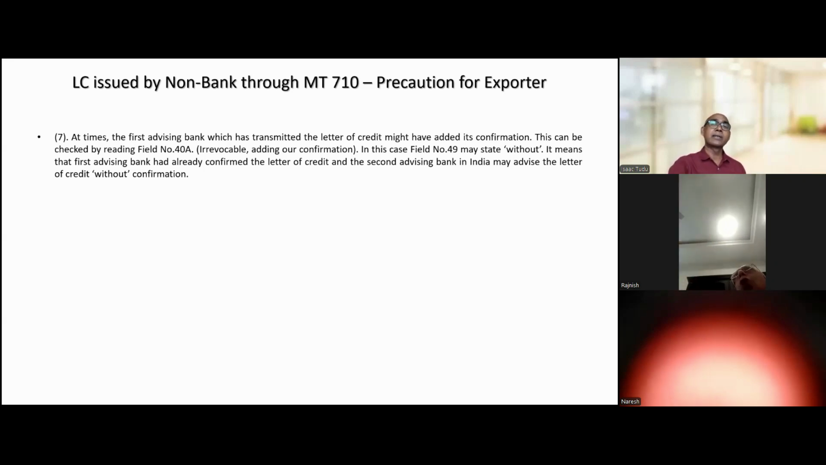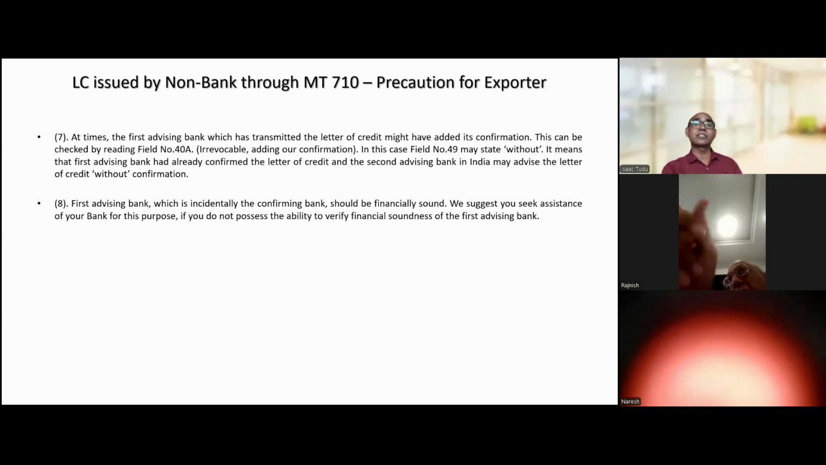Okay. Irrevocable adding confirmation. In this case, field number 49 may state without. It means that the first advising bank had already confirmed the LC, and the second advising bank in India may advise the LC without confirmation. So this could be by my own country's bank, but that is not the case. Two advising banks are there. The first advising bank has added the confirmation. The second advising bank, which is in your country, our country, has simply advised the LC, not added the confirmation. So you should not rely on the word confirmation, because confirmation has been added by the first advising bank, not the second advising bank who is based in our country, right?